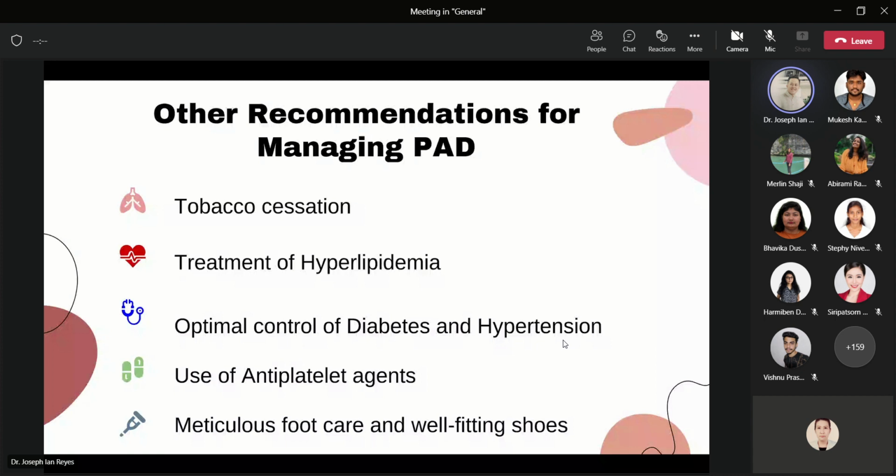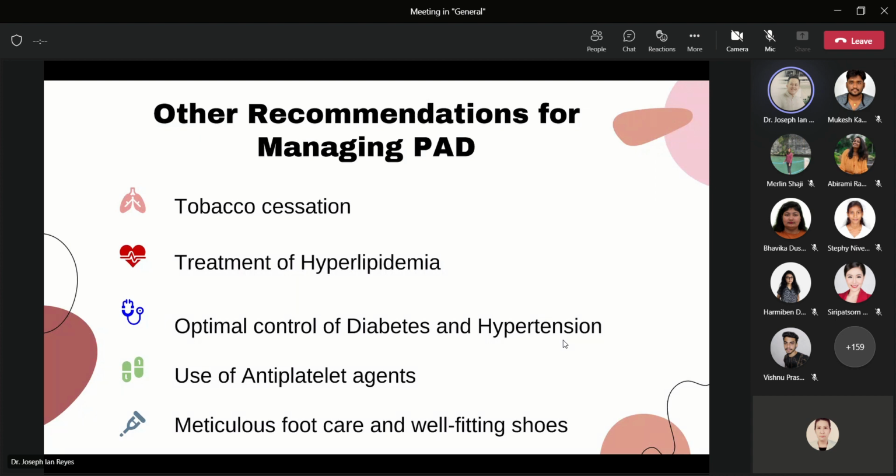Recommendations for managing PAD. Again, as we all know, smoking is one of the risk factors. So tobacco cessation is very important. I know it's very difficult to ask your patient to quit smoking right away.